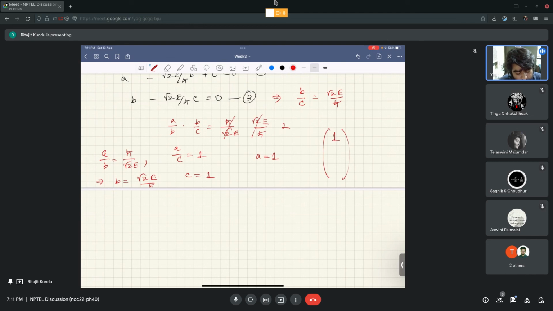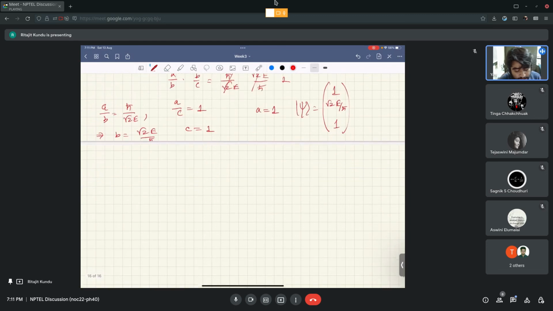So because I have chosen a as 1, my c also becomes 1, and for the b we are left with square root 2 e over h bar. Okay, so now this is your state, this is your eigenstate. So now you can plug in the values of e.